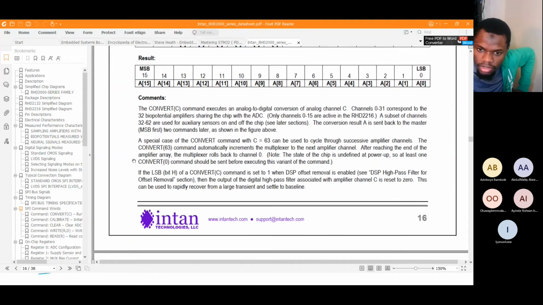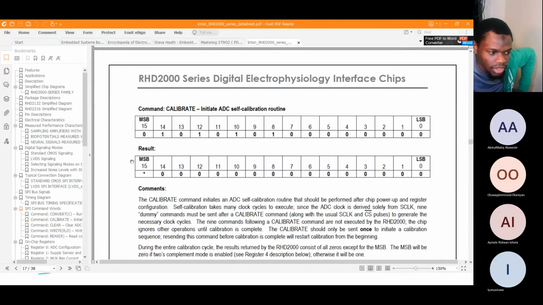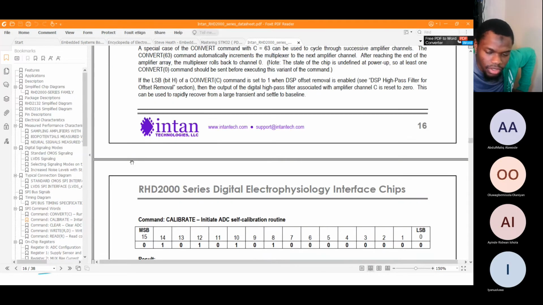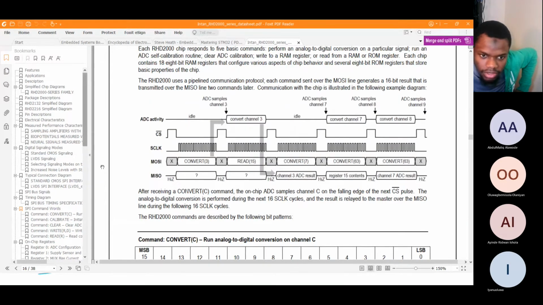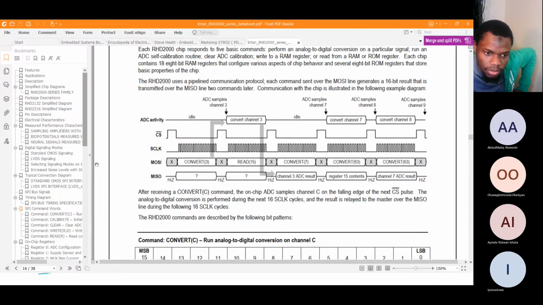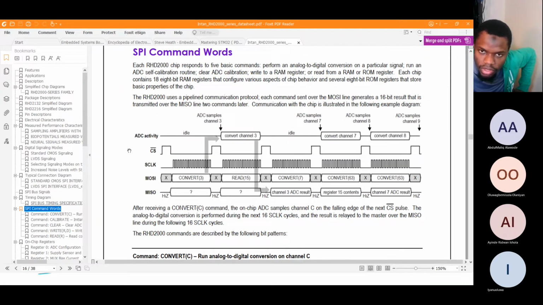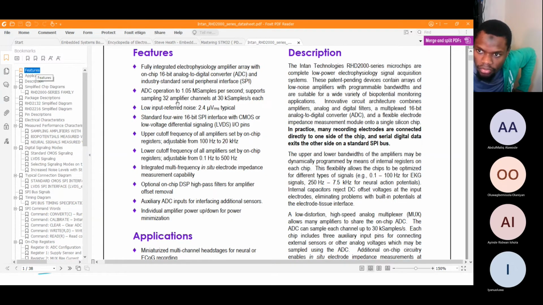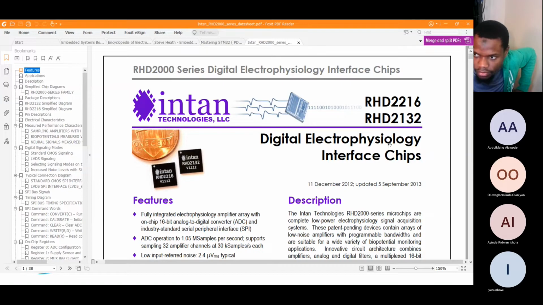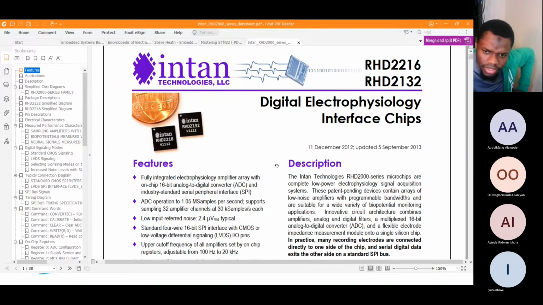So there's this particular project I'm working on right now, and this is the data sheet for the IC I'm working with. This particular IC uses SPI for communication. If you see here, you can see SPI command words. The only way to communicate with this IC is through SPI. The IC is an electrophysiology interface chip, basically an amplifier. It's a fully integrated electrophysiology amplifier array with an on-board 16-bit ADC.